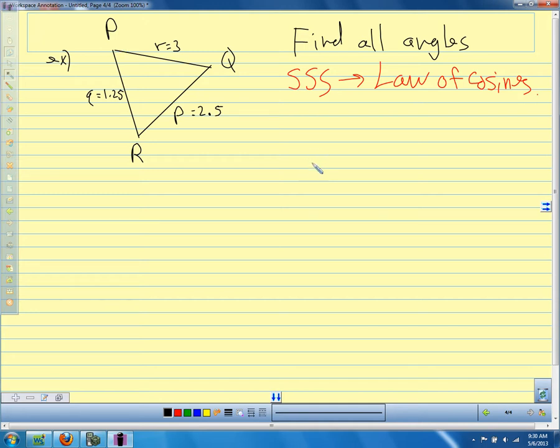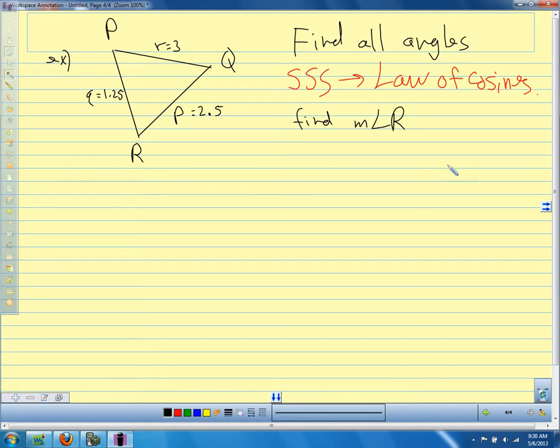All right, so let's set up our law of cosines, and we're going to find the biggest angle first. When you're using the law of cosines, you should try to find the biggest angle first. So we're going to find the measure of angle R. The law of cosines is going to have the cosine of angle R in it.